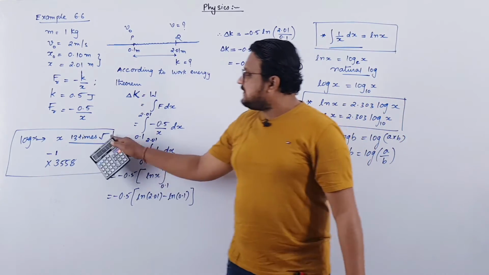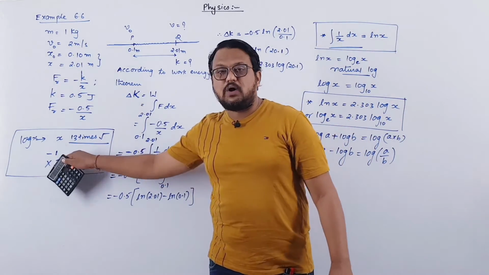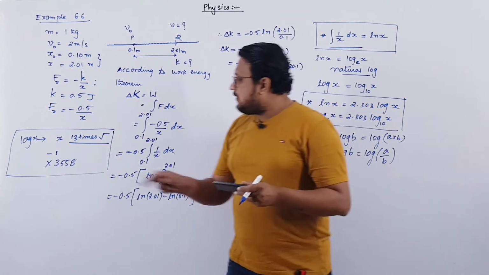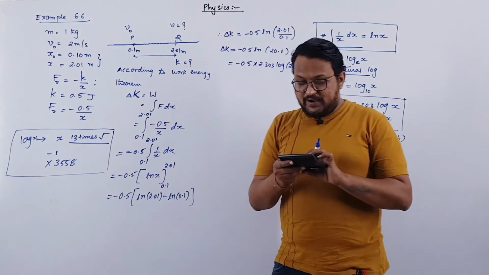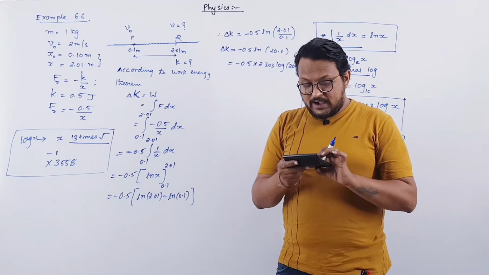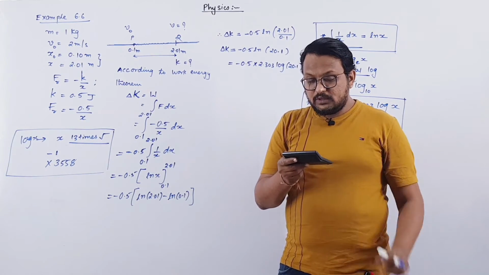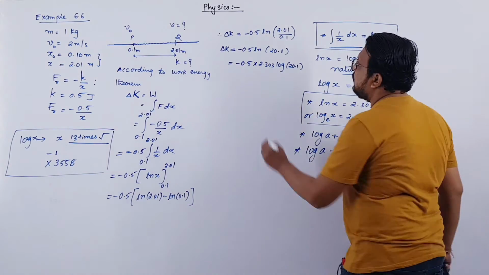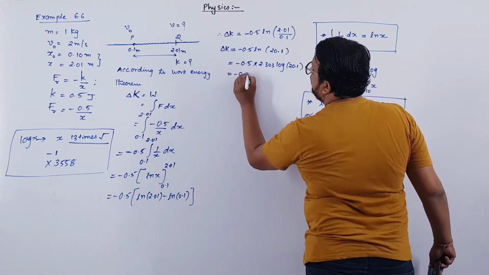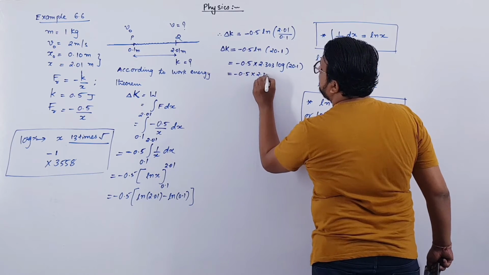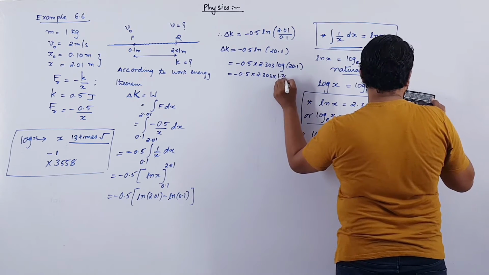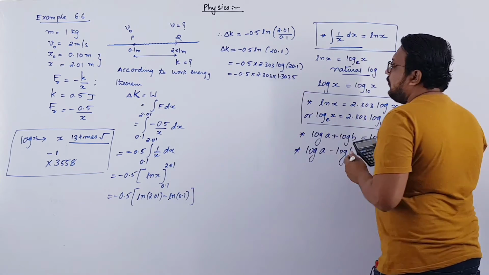Then after pressing root 13 times, you have to subtract 1. So minus 1. Then you have to multiply by 3558. Your answer will be 1.3035. This is equal to minus 0.5 into 2.303 into the answer of this, which will be 1.3035.